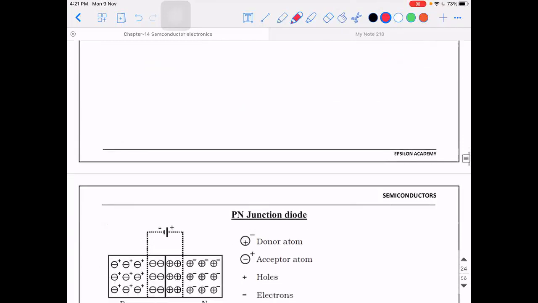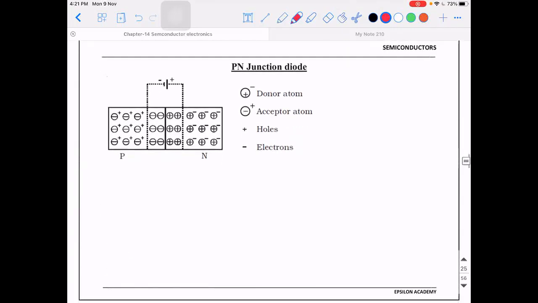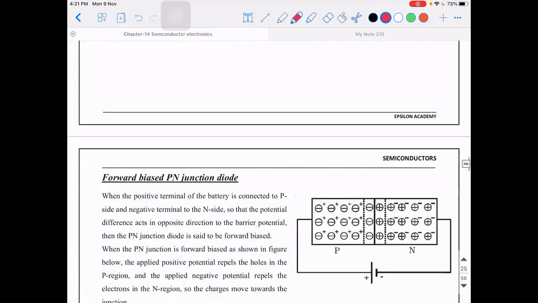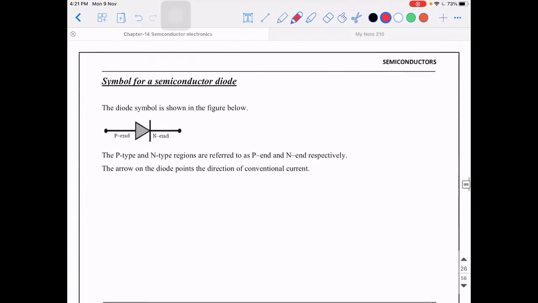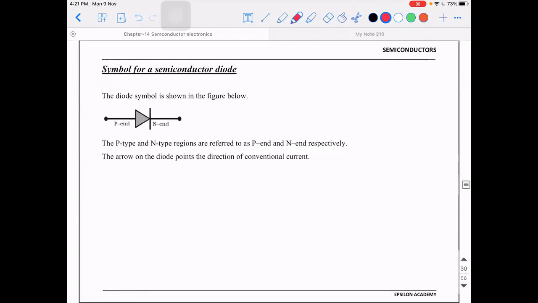So you can remember it like this. Next, what is the symbol of a semiconductor diode? It's nothing but a triangle like this, and a line at the end of the triangle. If you take the base of the triangle and the vertex, the base side is called P and the vertex side is called N.